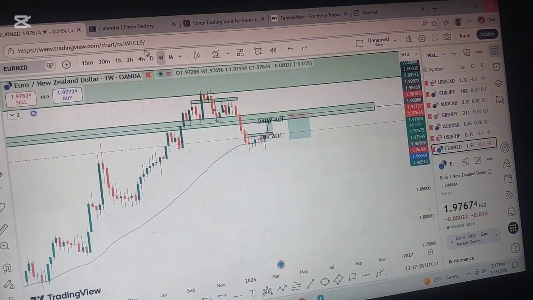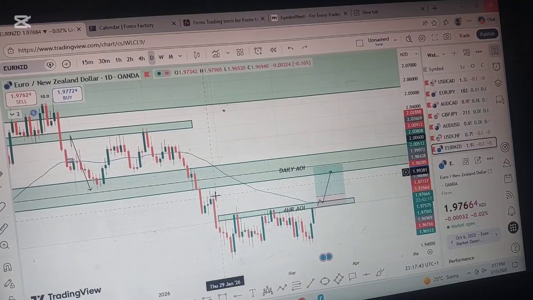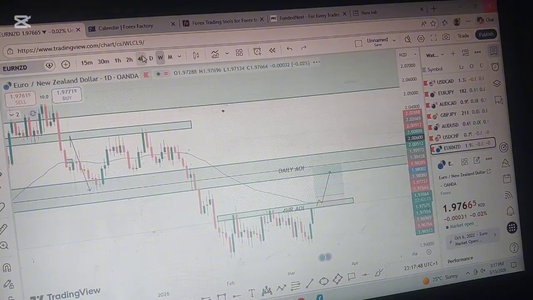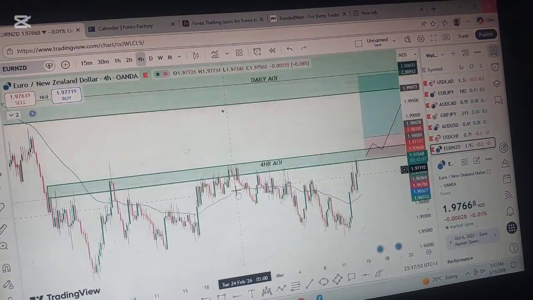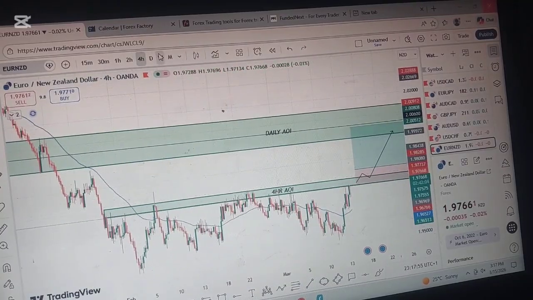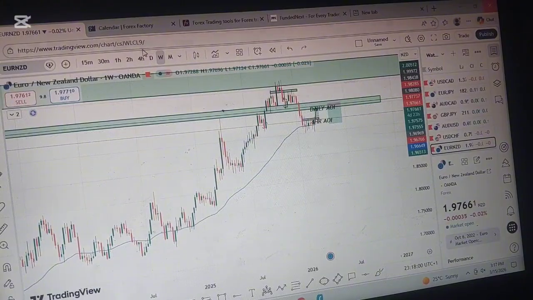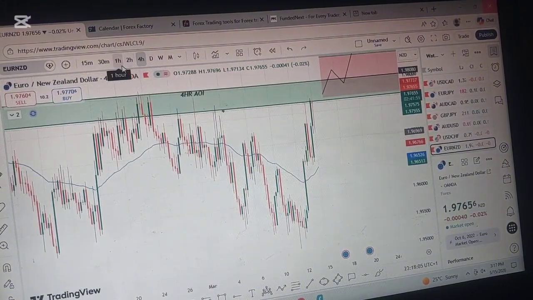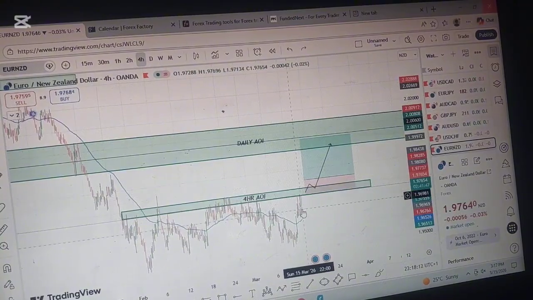So then we go down to the daily time frame. I can clearly see currently we are still bearish on the daily time frame. Weekly time frame bearish, daily time frame bearish, 4 hours time frame bullish. So for the weekly and daily time frame to have the pullback to this daily area of interest, the 4 hours time frame needs to go bullish, the 2 hours needs to go bullish, 1 hour needs to go bullish, 30 minutes, 15 minutes they need to go bullish. So 4 hours is bullish now.